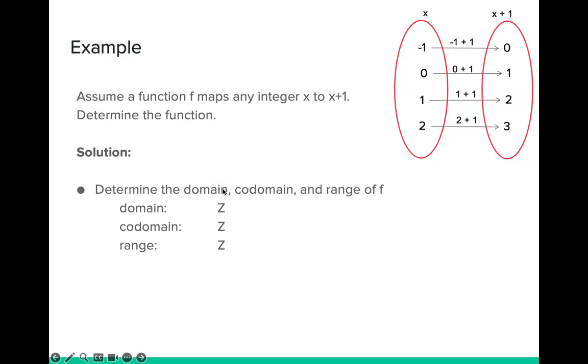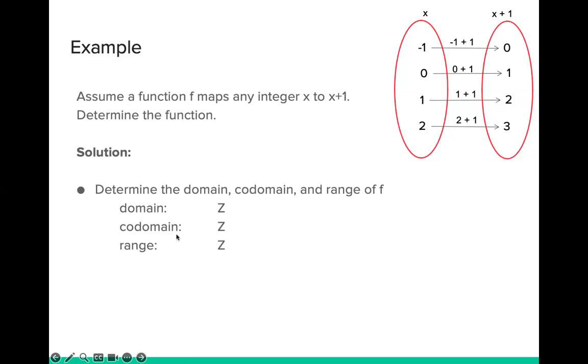Okay, so determine the domain, codomain, and range of f. For all the possible values of the domain, as you can see, we have a -1 here, and then we have a 0, and then we have positive integers. So we can then say that the set of all possible inputs, the domain, will be Z, or the set of all integers. And if we have a function that maps any integer x to x plus 1, or essentially just adding 1 to any input, what will it produce? Also an integer, right? Also an integer.